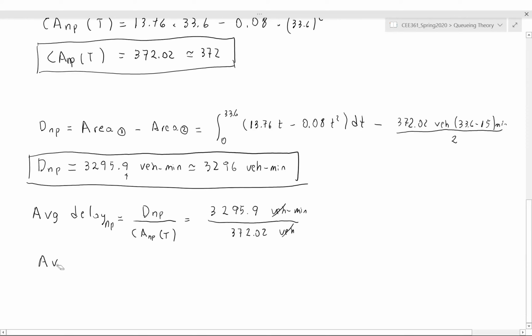And sometimes for delay, we will use W for waiting time. So let me write it like this. It would be the average delay, 8.86 minutes.